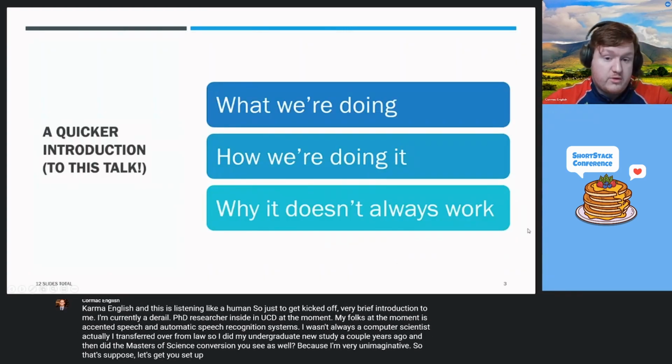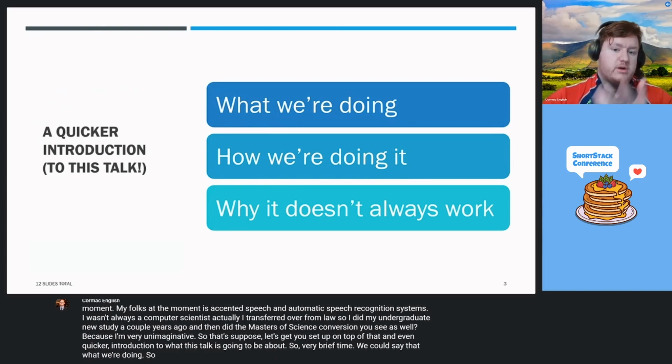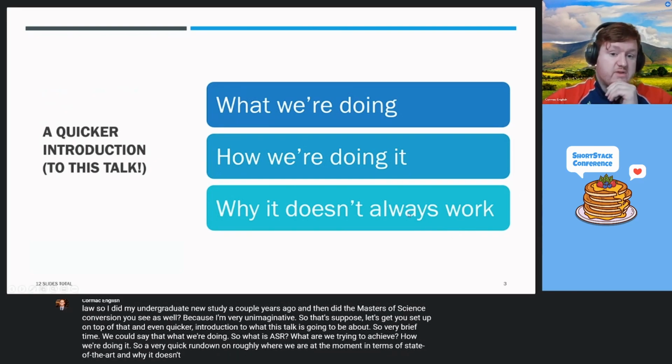On top of that, an even quicker introduction to what this talk is going to be about. Very briefly, I'm just going to say what we're doing. What is ASR? What are we trying to achieve? How are we doing it? A very quick rundown on roughly where we are at the moment in terms of state of the art, and why it doesn't always work. That's the key takeaway from this talk.